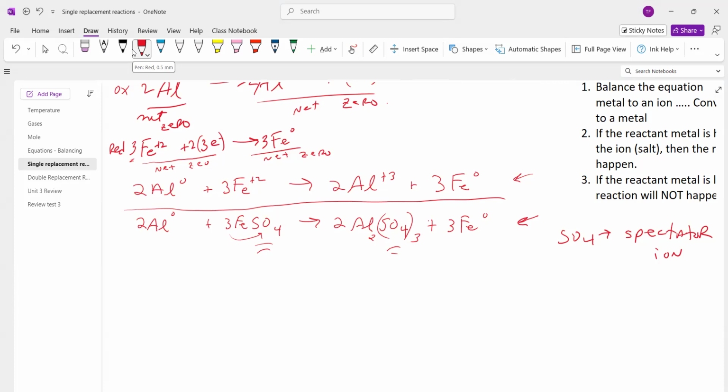Okay, so we have the spectator ion sulfate here. We have to deal with that. So how many sulfates do we have on the left? Okay, this says right here, we have 3 iron sulfates. So how many sulfates do we have? 3. We have to have 3 on the right. Right?